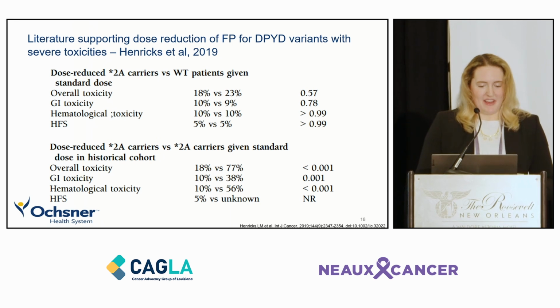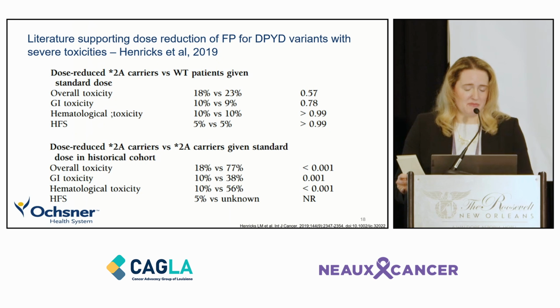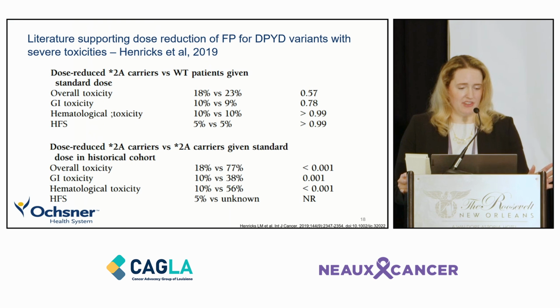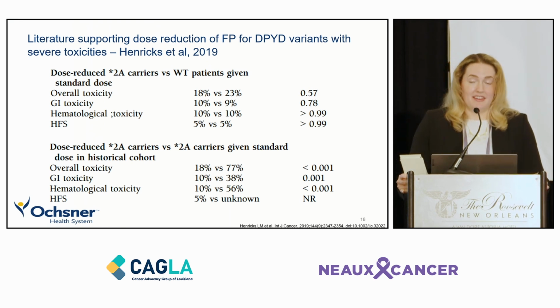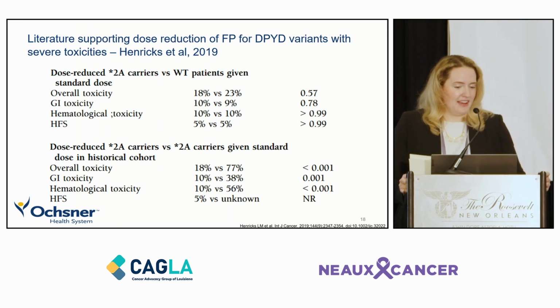And so they also took a look at the toxicities as well as our efficacy outcomes. We can see when we dose reduce our STAR2A carriers versus just our standard wild types, the overall toxicity is mainly unchanged, which is significant across the board. And then again, like what we saw earlier, when we compare patients who are dose reduced versus those who are not, we see huge changes in their overall toxicity, 18% versus 77%.